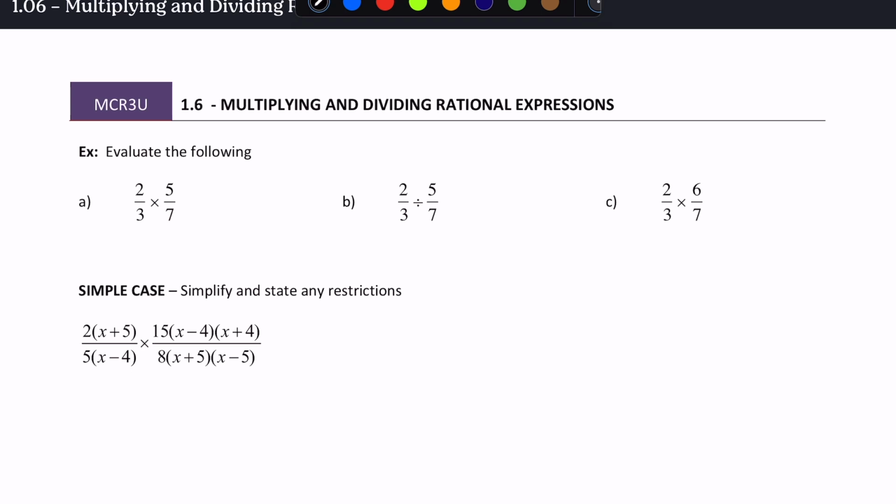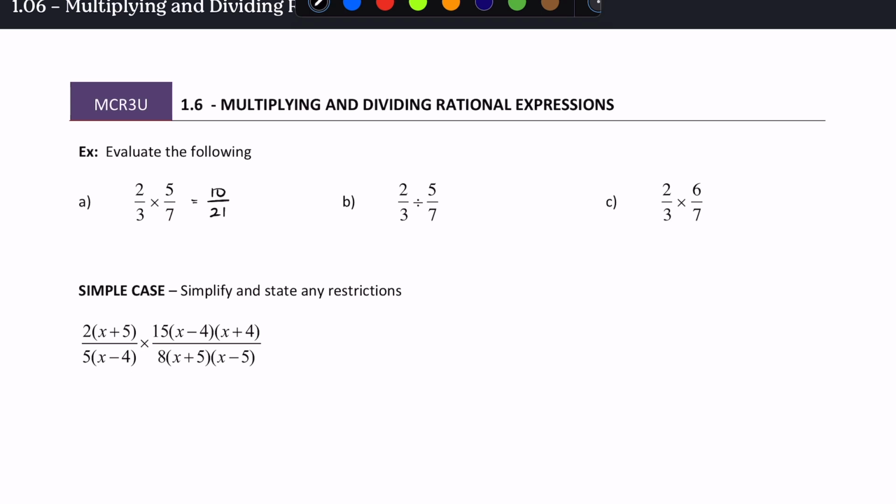And so these are just simply multiplying two fractions together. So when we're multiplying two fractions together, we are simply multiplying the numerators with each other and the denominators with each other. So here we have 2 over 3 times 5 over 7, which will give us 10 over 21. And that's for multiplying 2 times 5 and 3 times 7.